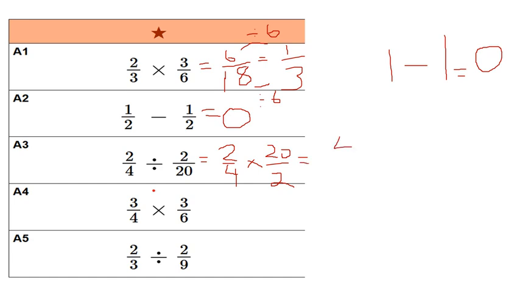2 times 20 is 40 over 4 times 2, which is 8. So I get 40/8, which simplifies to the whole number 5. 40 divided by 8 is 5. Remember that line means division in maths.